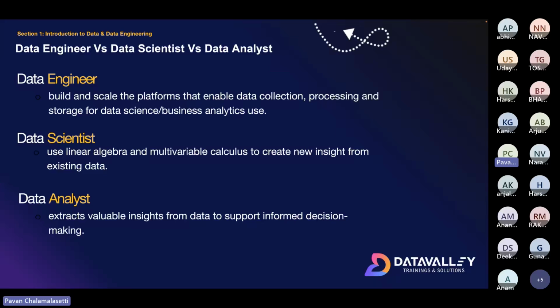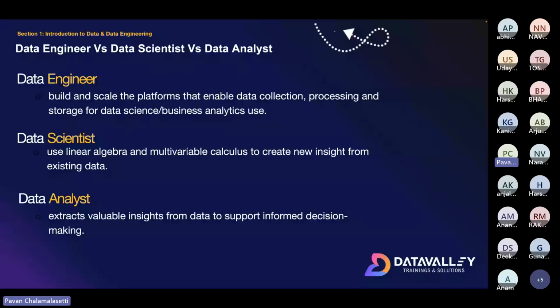So there are things called facts and dimensions. Don't worry about all the technicalities. We'll come to talking about them shortly. But the main thing is to understand at a high level: a data engineer is someone who collects all the data, who processes all the data, and who stores the data for further use. That is the main role of a data engineer.